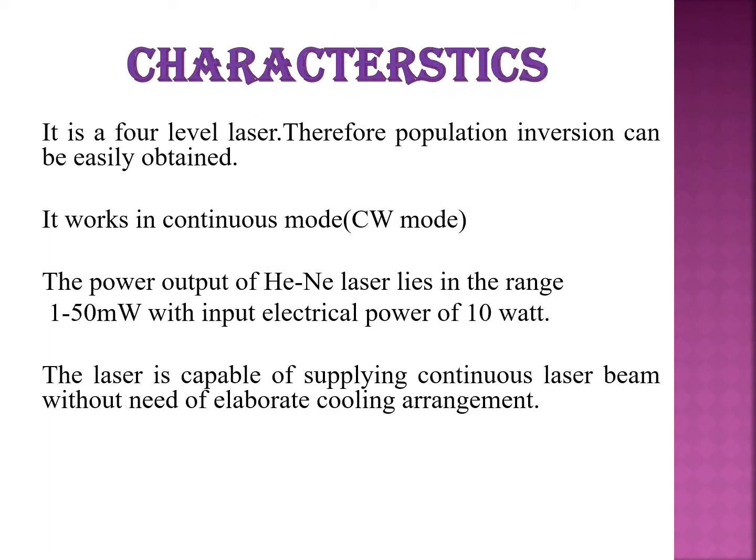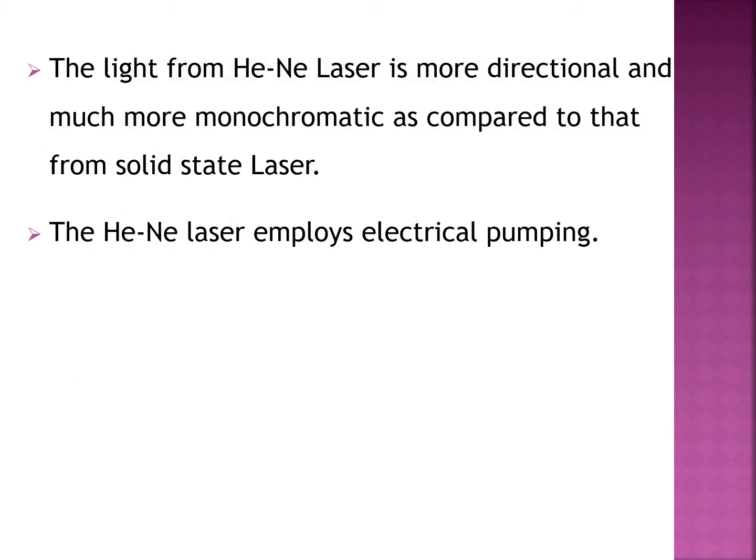Characteristics. It is a 4-level laser, therefore the population inversion can be easily obtained. It works in continuous mode. The power output of helium neon laser lies in the range 1 to 50 milliwatt with input electrical power of 10 watt. The laser is capable of supplying continuous laser beam without need of elaborate cooling arrangement. The light from the helium neon laser is more directional and much more monochromatic as compared to that from solid state laser. The helium neon laser employs electrical pumping.